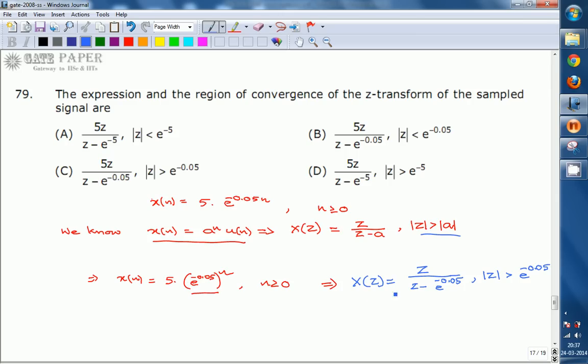Since x of n has a factor of 5, we get 5 here. So X of z equals 5z divided by z minus e power minus 0.05, with the ROC mod z greater than e power minus 0.05. So that is the answer C. So this is the linked question.